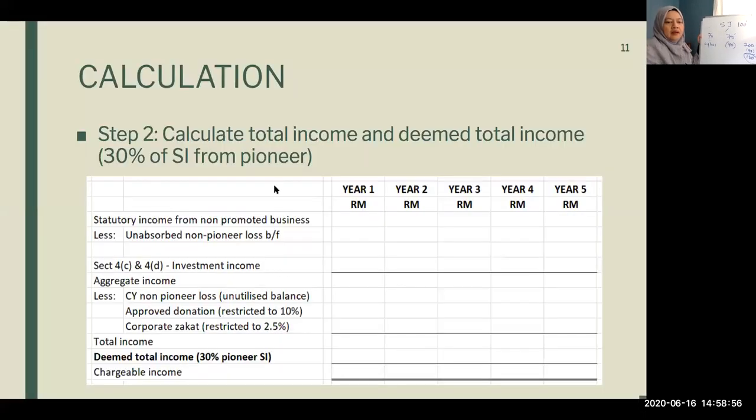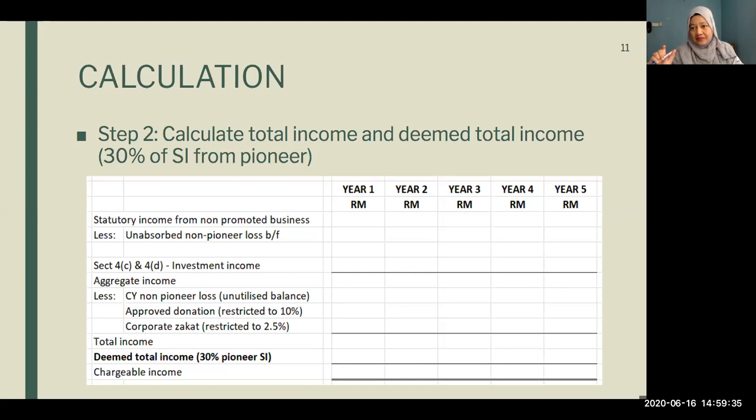Okay, once you have your current year non-pioneer loss, the unutilized balance, you can minus your approved donation. And remember that your approved donation is restricted to 10% of your aggregate income. And if you have corporate zakat, that is also restricted to 2.5% of your aggregate income. So in your computation, you must show me that you understand the concept of 10% and 2.5%. Once you have your total income, which is actually your aggregate income minus your current year non-pioneer loss, minus approved donation, minus your corporate zakat, then you have your total income.